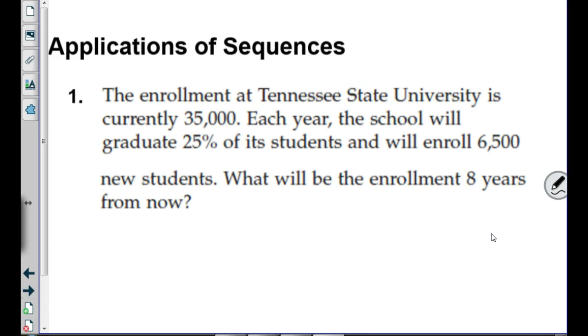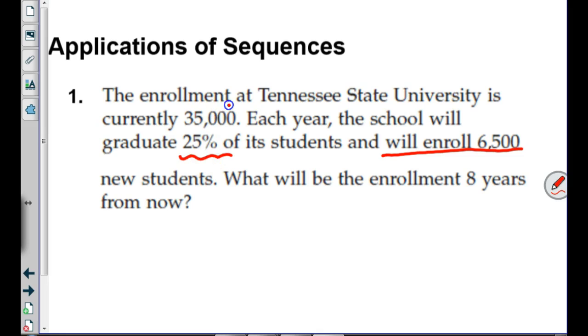Now I'm going to tell you that a lot of sequences are neither arithmetic nor geometric. Okay? So let's see if we can figure out what this one is. The enrollment at Tennessee State University is currently 35,000. Each year the school graduates 25% of its students and will enroll 6,500 new students. Okay? What will be the enrollment 8 years from now?